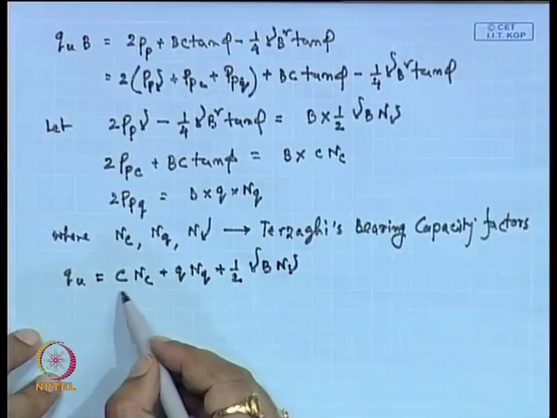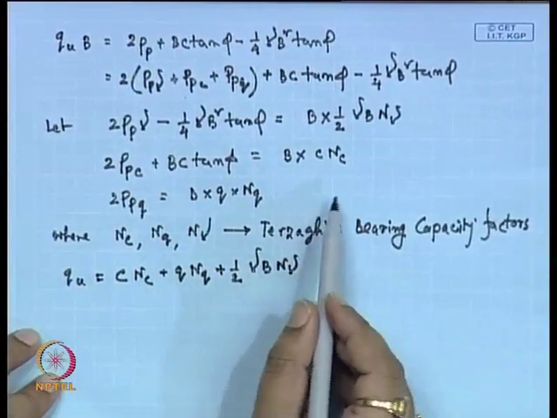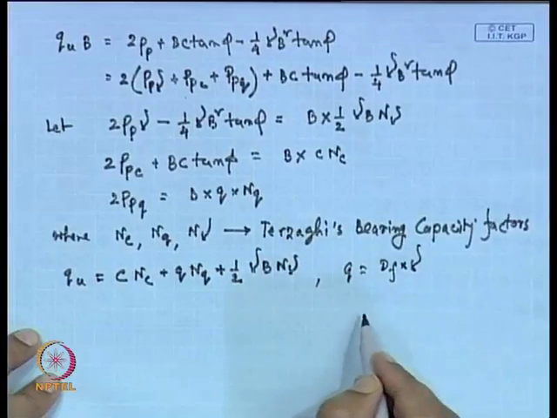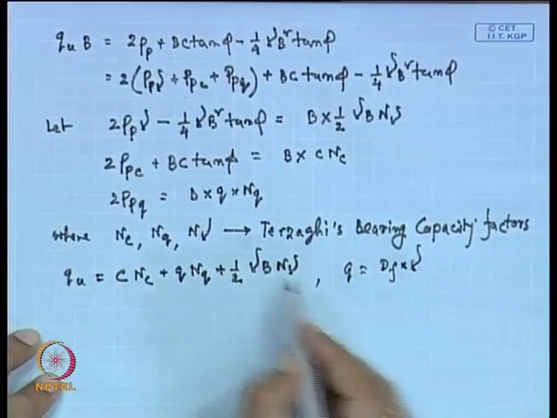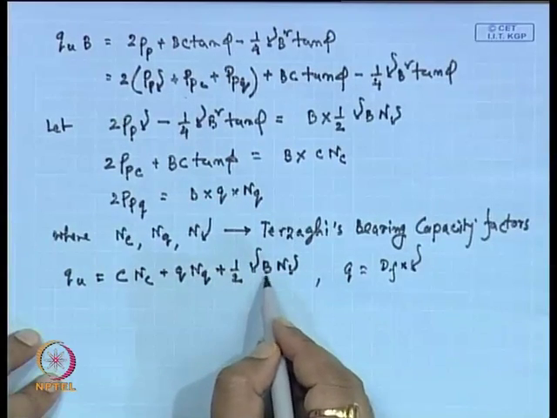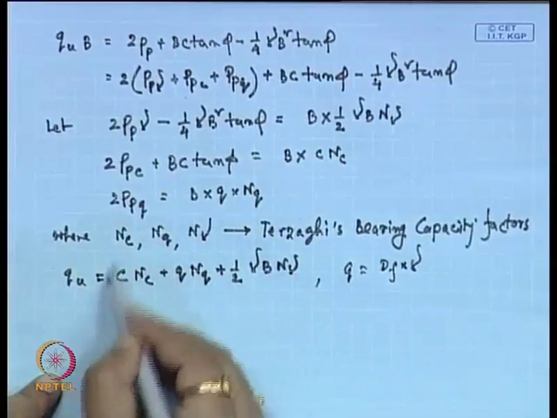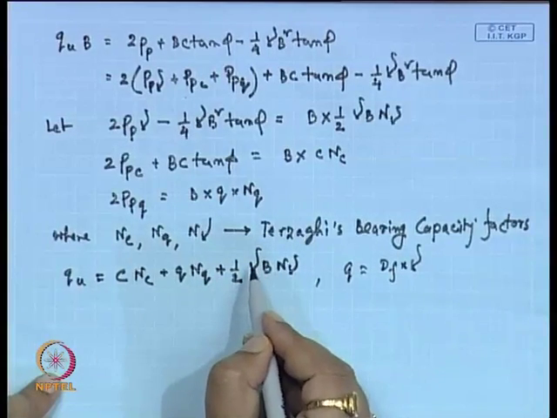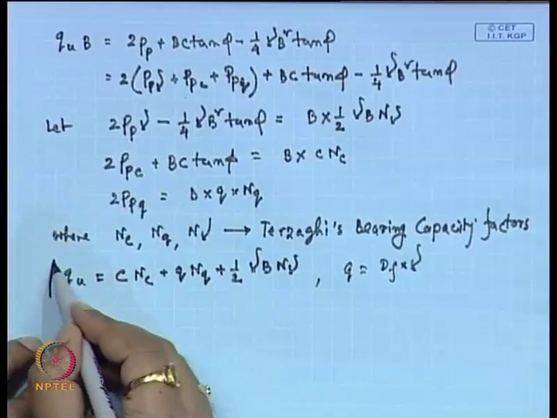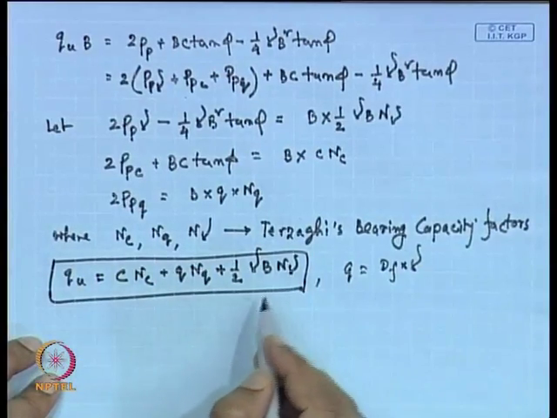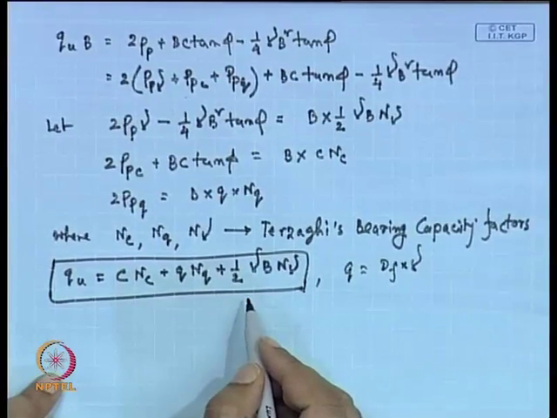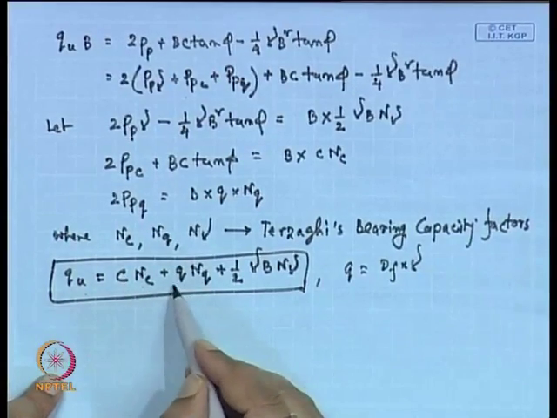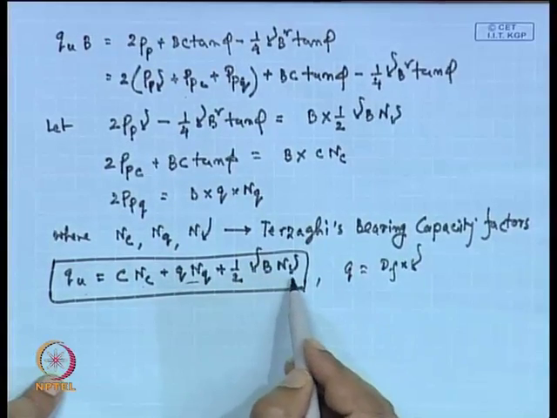Where C is the cohesion of the soil, Nc is the Terzaghi bearing capacity factor, q is equal to gamma Df, gamma is the unit weight of the soil, and B is the width of the foundation. So, these are the three components: the contribution due to the cohesion, the contribution due to the surcharge, and the contribution due to the weight of the soil. Ultimately, this is the final expression for the ultimate load carrying capacity of the foundation: Qu equals C Nc plus q Nq plus half gamma B N gamma.